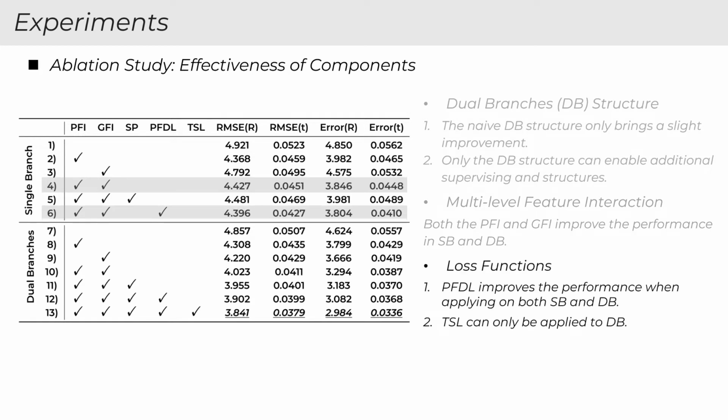We verify the effectiveness of our point-wise feature dropout loss and transformation sensitivity loss. Comparing row 4 with 6, and row 11 with 12 in Table 3, the point-wise feature dropout loss improves the performance when applying on both the single branch and dual branches. Note that transformation sensitivity loss can only be applied to the dual branches. Comparing row 12 with 13, it improves the performance with the transformation sensitivity loss supervising, which supports the intuition that registration becomes more precise with the rotation and translation features more attentive to themselves, and there exists a space difference between them.